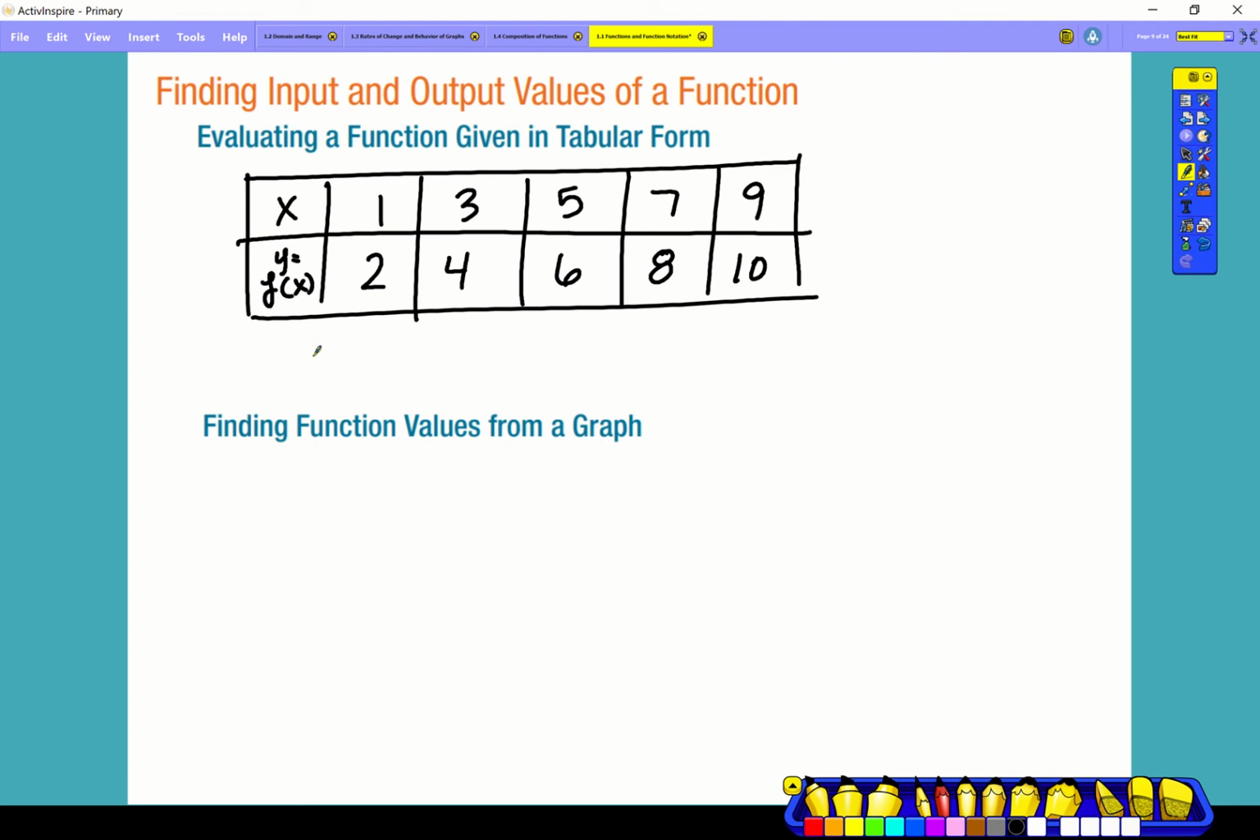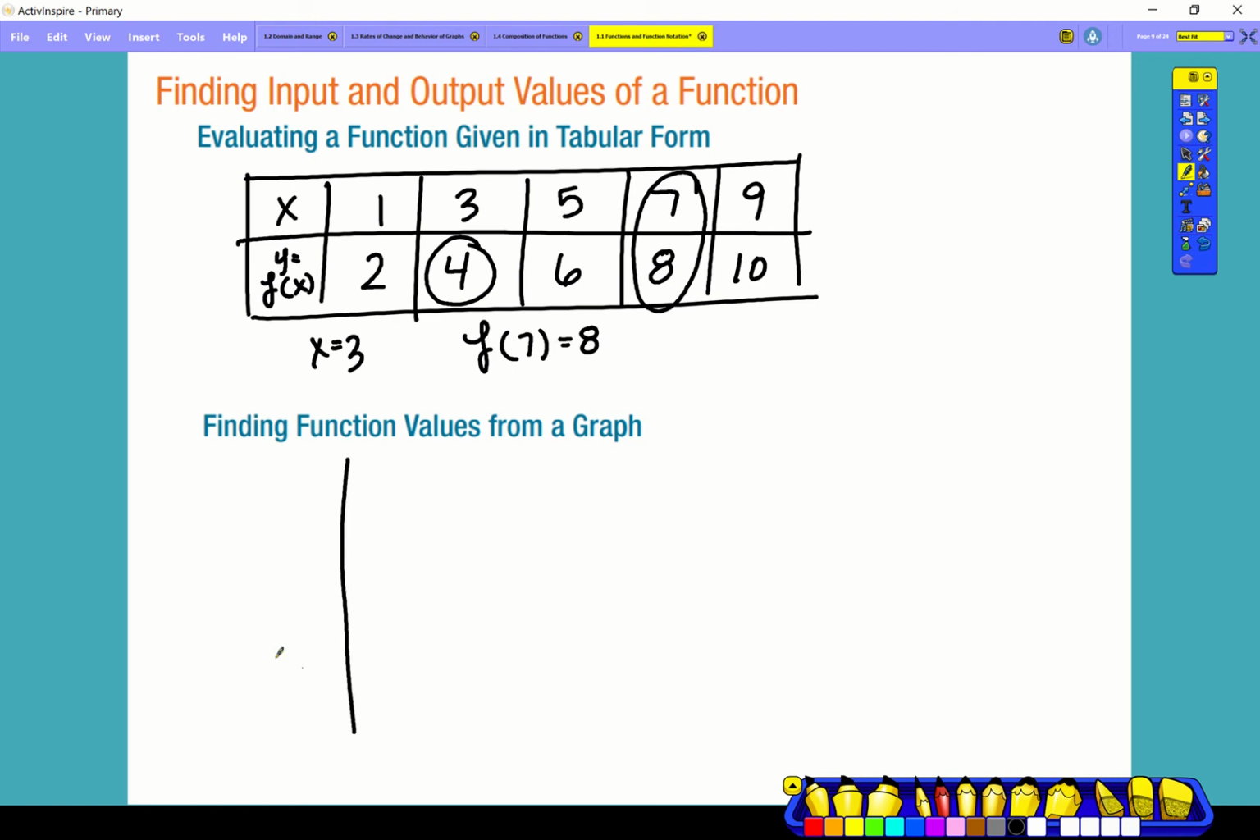So if I want when x equals 3, that would be this value right here. If I want f of 7, that would be this value right here. It's 8.